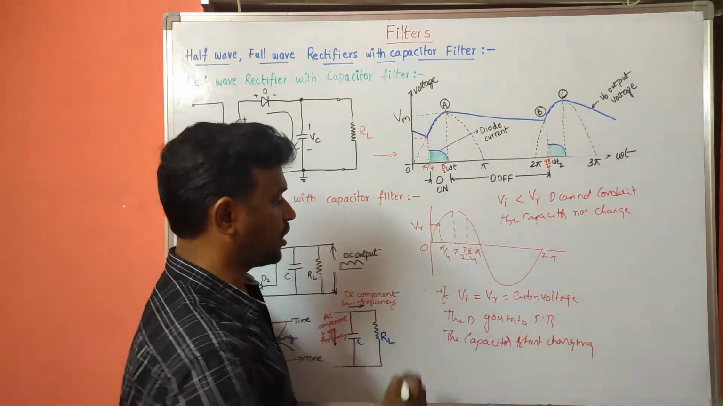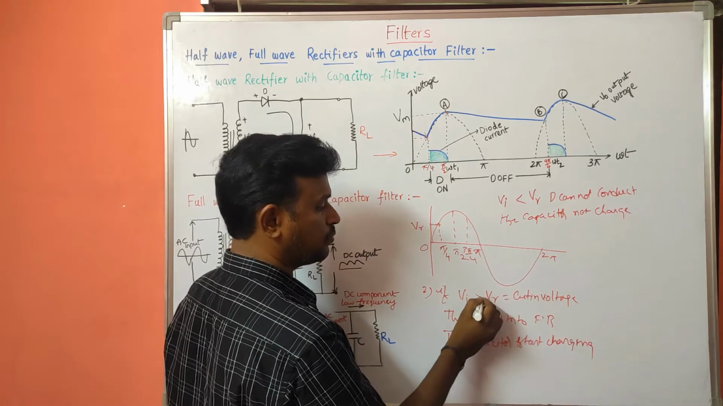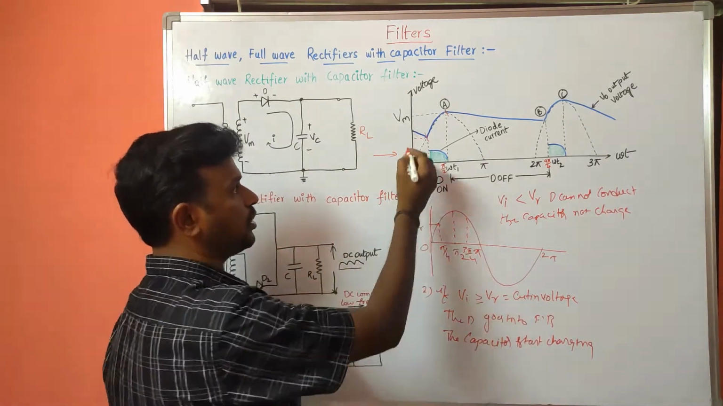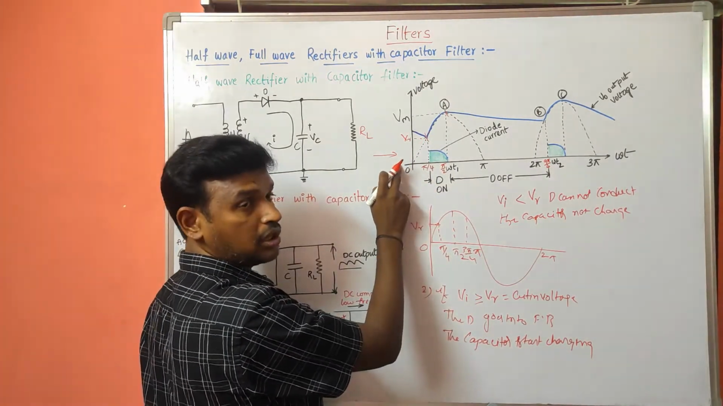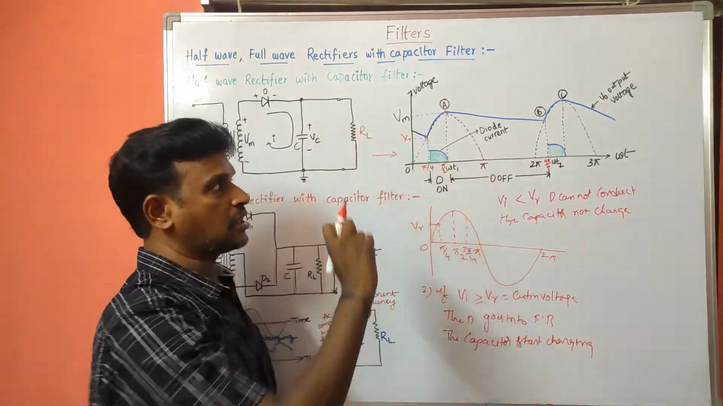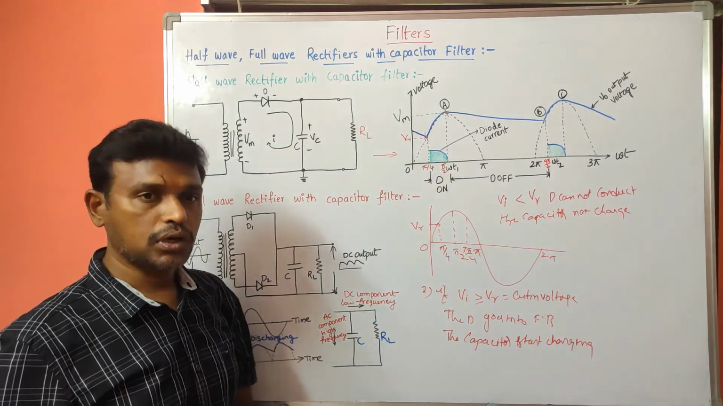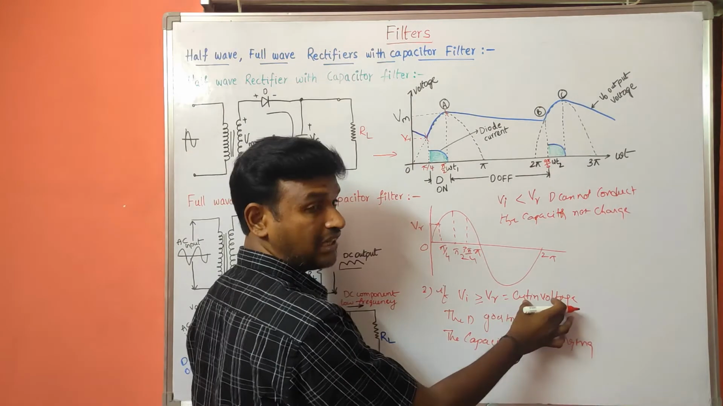Okay, now the second case is Vi greater than or equal to V gamma. Up to this point the input is less than V gamma. From this point to this point, the input is less than V gamma. So after this point, we will consider Vi greater than or equal to V gamma. So that is the cut-in voltage.